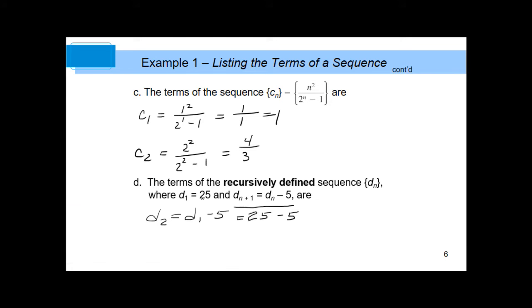So we have the first term, d sub 1, 25, minus 5 gives us 20. But then the third term is going to be the second term, d sub 2, minus 5. So that's going to be 20 minus 5, which is going to be 15. And so you can see that we're just going to keep taking the new term that we found and subtract 5 from it to get the next term. So d sub 4 would then be 10. And it's going to continue in that way.